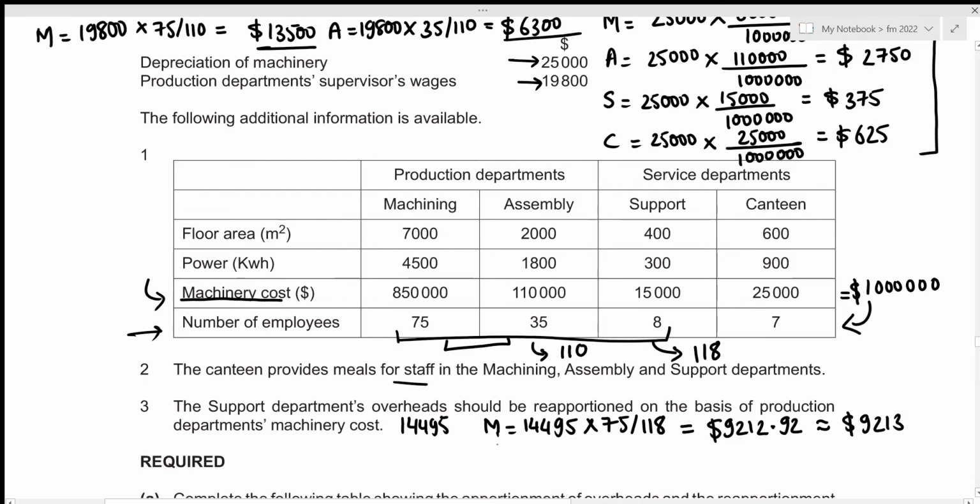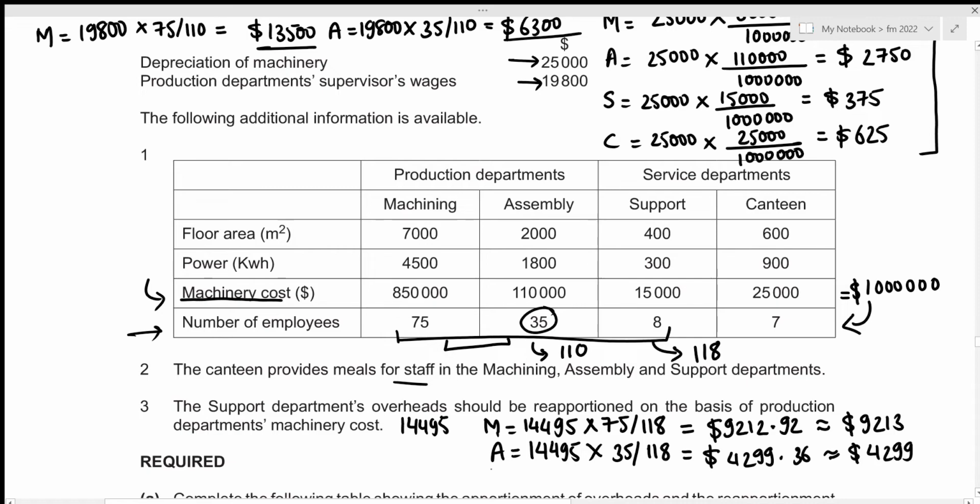Now for assembly department, that's going to be the total of 14,495 times, out of the total of 118 employees, 35 belong to assembly. So that's 35 by 118. And this gives the reapportionment of canteen towards assembly department to have the value of 14,495 times 35 by 118, which gives the value of 4,299.36, which we can round off to 4,299.